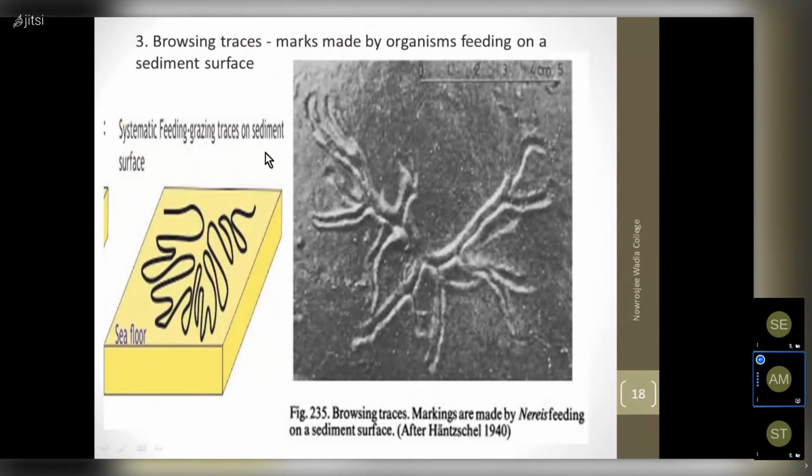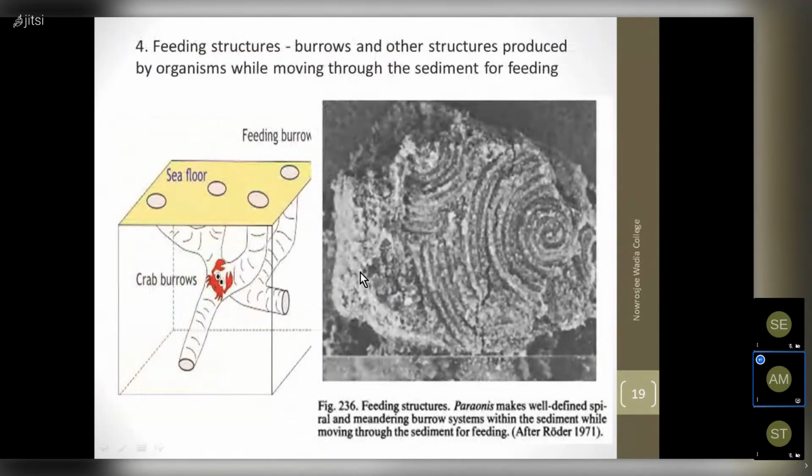The third one is browsing traces, which are marks made by organisms feeding on a sediment surface, as we can observe here, some browsing traces on the seafloor. The fourth one is happening within the sediments. Now we are moving to 4 and 5, which happen within the sediments, such as feeding structures, which are pores and other structures produced by organisms while moving through the sediments for feeding.